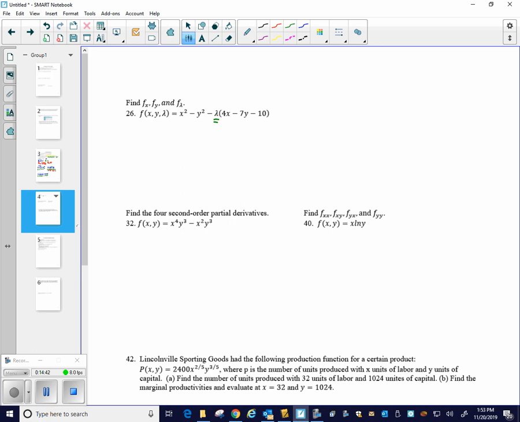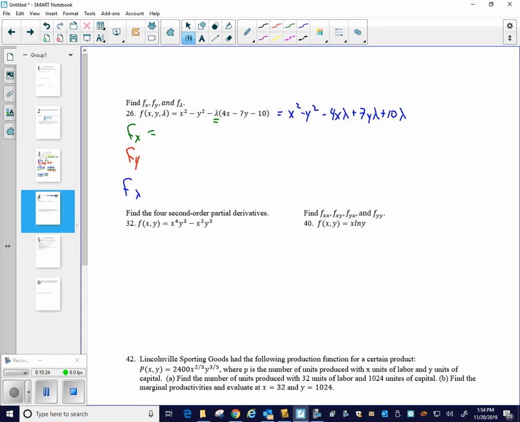All right, so I'm going to rewrite this expression off to the right-hand side here. So it's x squared minus y squared. Now I'm going to distribute that minus lambda into everything. So it'll be minus 4x lambda plus 7y lambda, and then plus 10 lambda. So now I want to take the partial derivatives. I've got 3 of them to do. The partial with respect to x, the partial with respect to y, and the partial with respect to lambda.